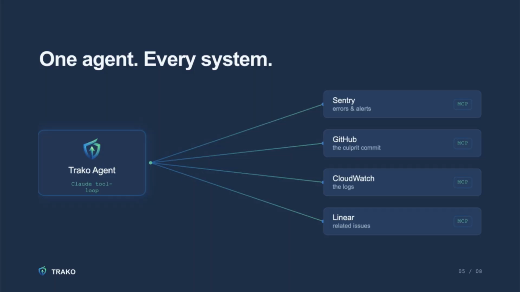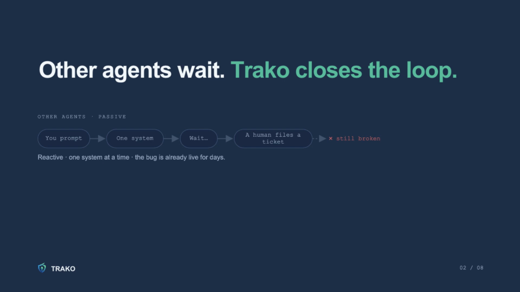It is a Slack agent that will detect issues from your error tracking platforms, your project management systems, Git repositories, and logs to suggest a fix. You might be wondering, what's different about Trako compared to the many other agents out there?